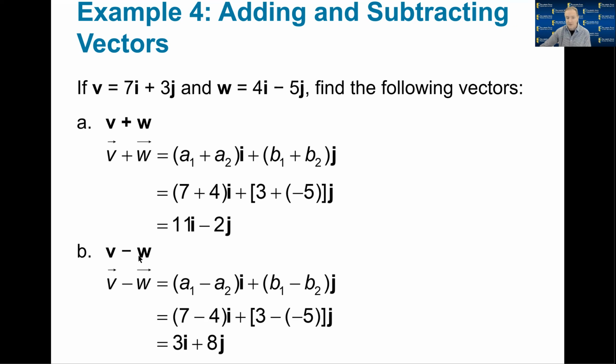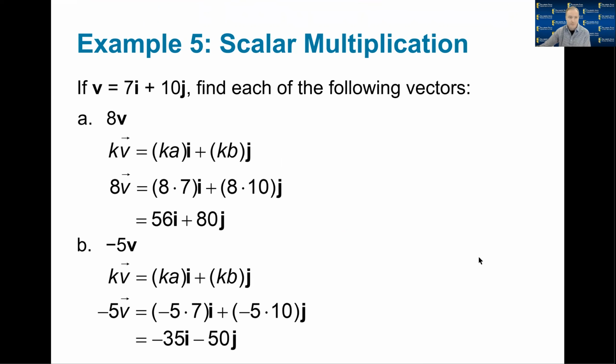What if I say vector v minus vector w? You're just going to subtract. Take the components of vector v, subtract the like components in vector w. 7i minus 4i gives me 3i. You'll have 3j minus the -5j, which is going to give you 8j. So you can see these are pretty straightforward as far as the addition and subtraction.